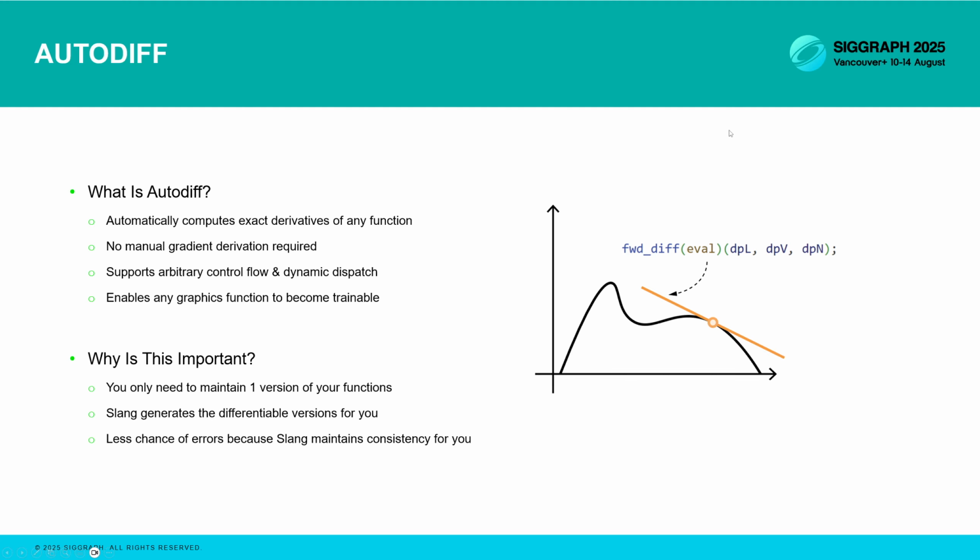So what is auto-diff exactly? Well, it computes exact derivatives of any function. So it means that you don't have to do it yourself. Whilst computing derivatives of a simple function is not particularly difficult, as functions get more complicated, so do your derivatives. If you need to use derivatives of a function, the chances are you'll be writing a separate version of your function to do that. So if you can get the compiler or the language to do that for you, it means that you've got less chance of making a mistake. You've only got to maintain one version of your functions because Slang just generates it all for you.